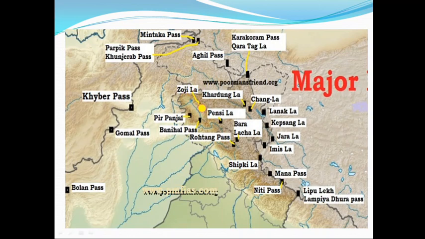This is an important pass and provides a link between Srinagar on the one side and Kargil and Leh on the other side. Next, let's move to Himachal Pradesh. Here we have three important passes. First is Baralacha Pass, which connects Himachal Pradesh with Jammu and Kashmir. So here we have Baralacha Pass.